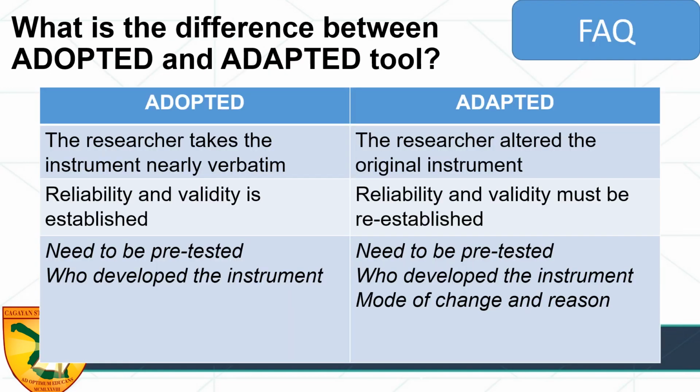A frequently asked question is, when can we say that we adopt or adapt a questionnaire? Adopted here is when the researcher takes the instrument nearly verbatim. And here, the reliability and the validity of the instrument is already established since it is either copyrighted or under copyright. So we usually adopt if we have a similar study or research questions.